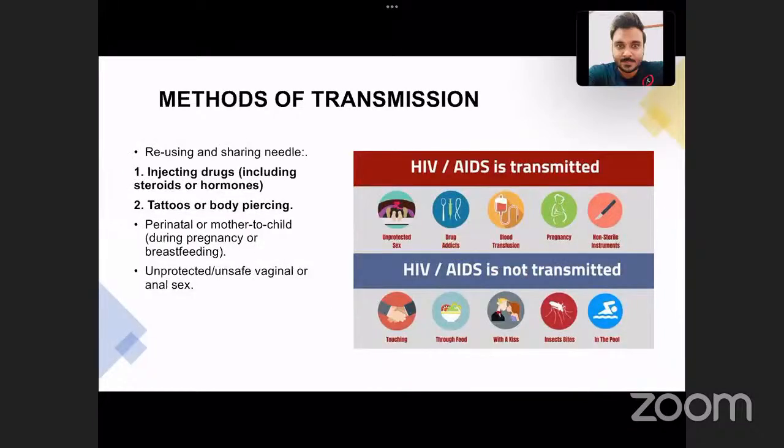So, the methods of transmission: it occurs mainly through unprotected sex, drug use, blood transfusion, pregnancy, and non-sterile instruments. The first method is injecting drugs, like using shared needles. The second is tattoos and body piercing, and the next is from mother to child during pregnancy or breastfeeding, and the last one is unprotected sex.